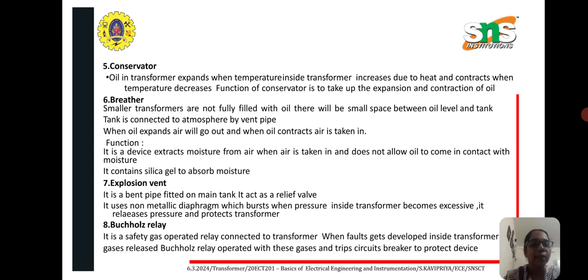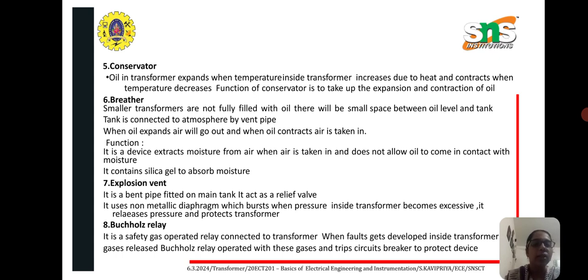And next is the explosion vent. It is a pipe fitted on the main tank. It acts as a relief valve. So it bursts out when the pressure inside the transformer becomes excessive. It releases the pressure and protects the transformer.